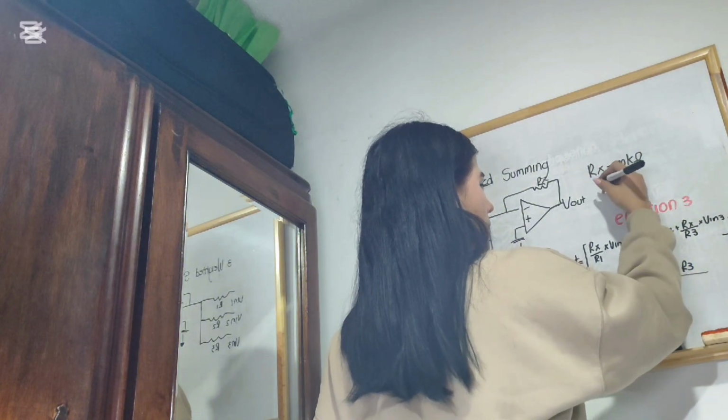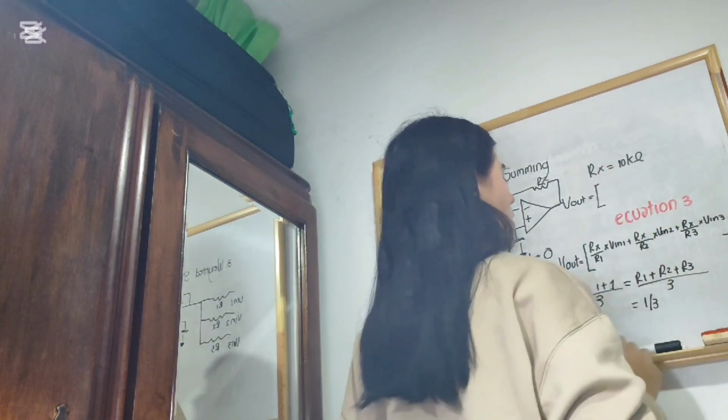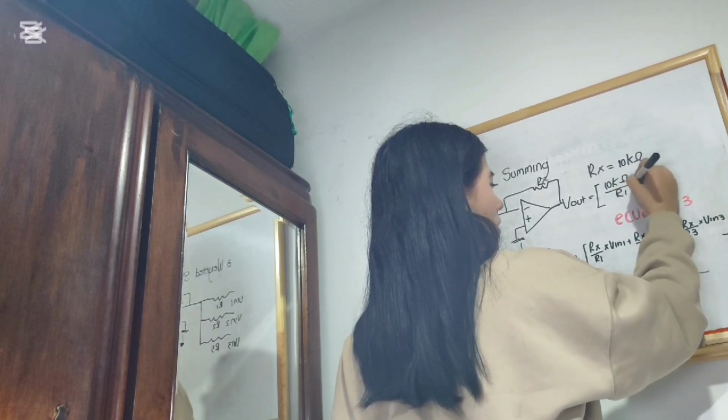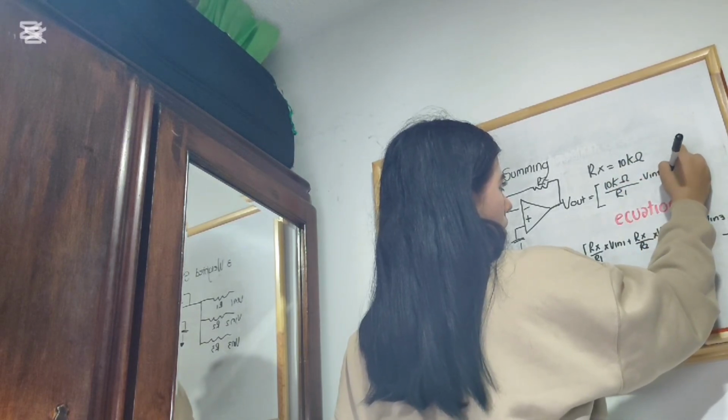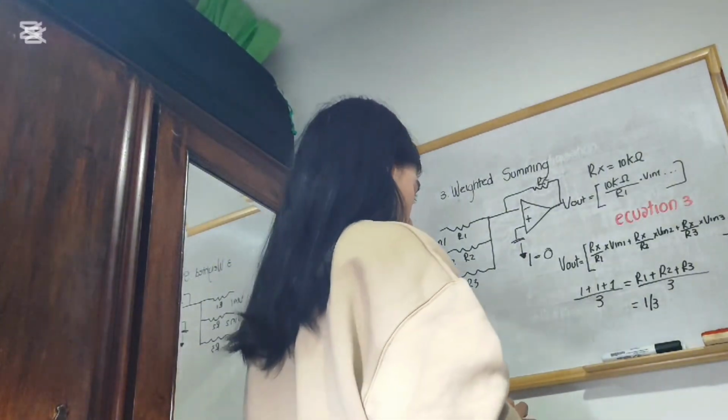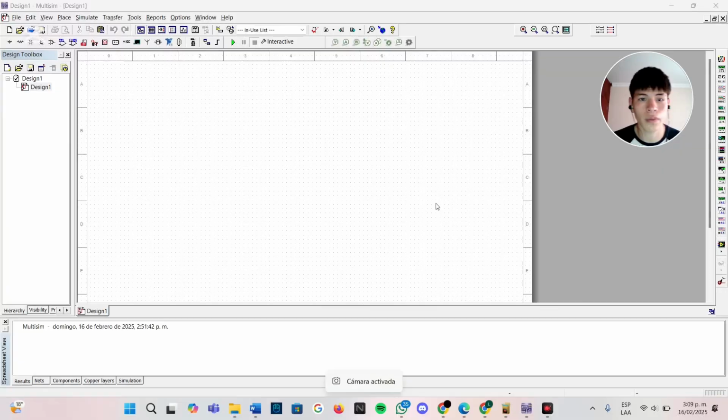I chose to set it to 200 kΩ and apply it to the formula. Since we have three resistors, three inputs, the result is averaged, which gives a factor of 1/3.